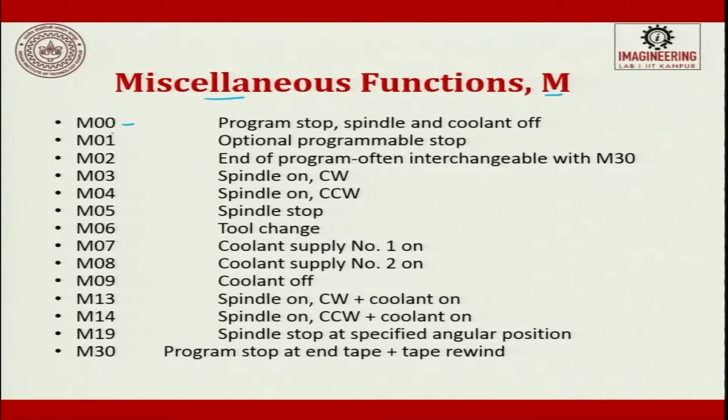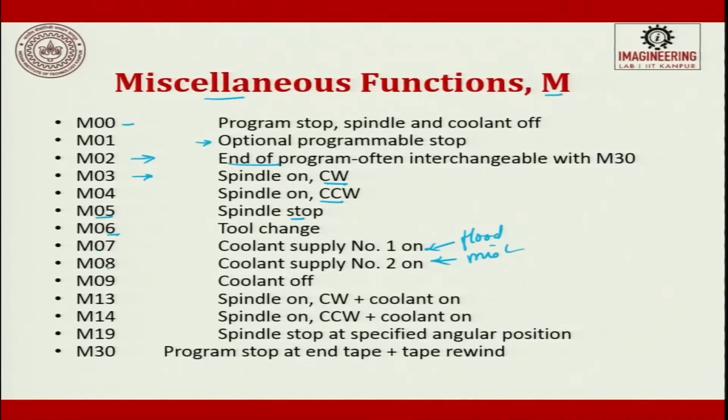M00 is program stop or spindle and coolant off. M01 is optional stop or a dwell cycle. M02 is end of the program. M03 is spindle move in clockwise direction, M04 in counterclockwise direction. If we want to stop the spindle, we give M05. Then for a tool change, we give M06, coolant supply on. This can be flood type, this can be mist type.